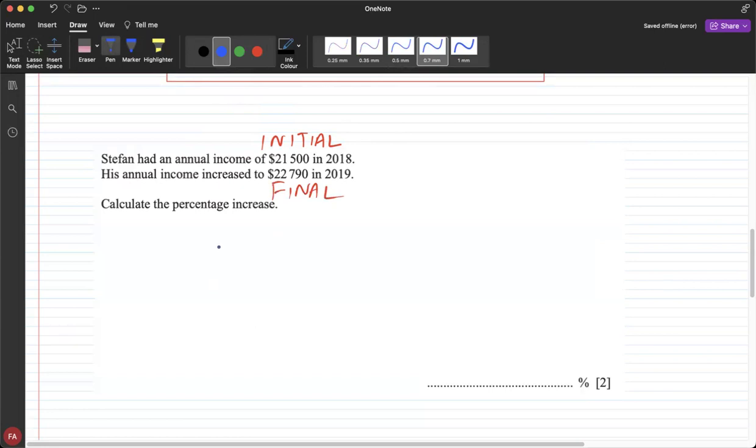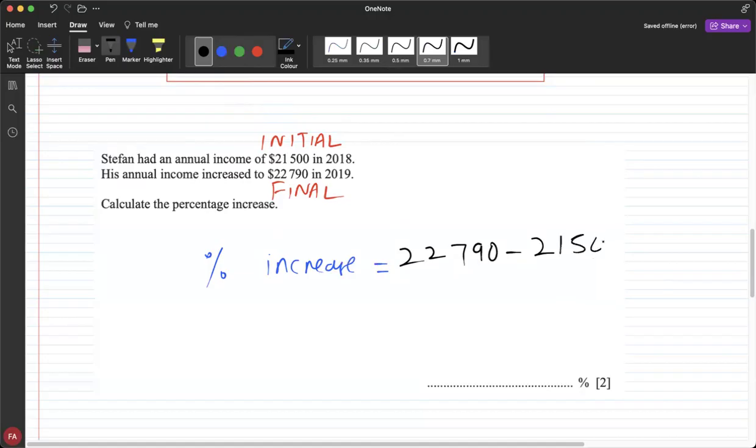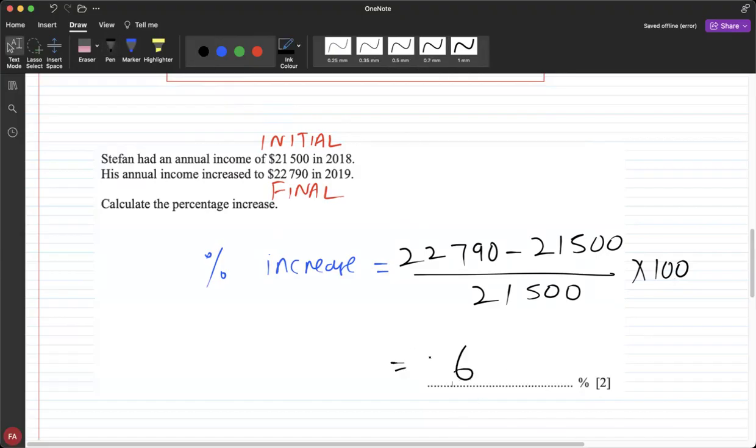If I plug it into the formula over here, that's going to be percentage increase, final, which is 22,790, minus initial, that's 21,500, over initial, 21,500, times 100. If you were to put this in your calculator, you should end up getting 6% as my final answer. I'm hoping this concept is clear.